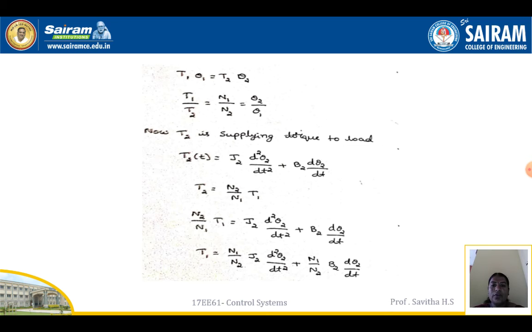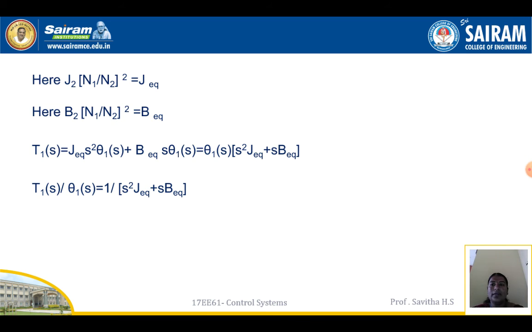Therefore N2 by N1 into T1 is equal to J2 d square theta 2 by dt square plus B2 d theta 2 by dt. So T1 is equal to N1 by N2 J2 d square theta 2 by dt square plus N1 by N2 B2 into d theta 2 by dt. Here J2 N1 by N2 whole square is equal to J equivalent and B2 N1 by N2 square is equal to B equivalent. Therefore, T1 of S is equal to J equivalent S square theta 1 of S plus B equivalent S into theta 1 of S. Therefore, theta 1 of S by T1 of S is equal to 1 divided by S square J equivalent plus S into B equivalent.